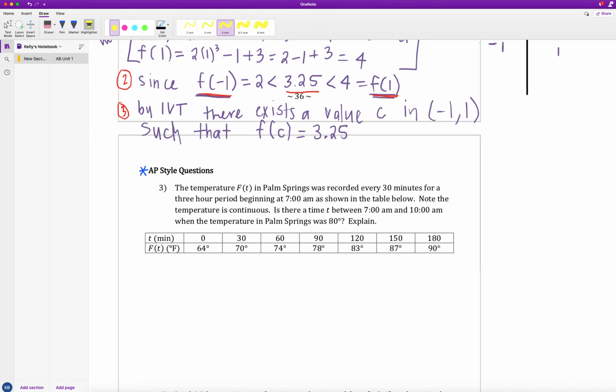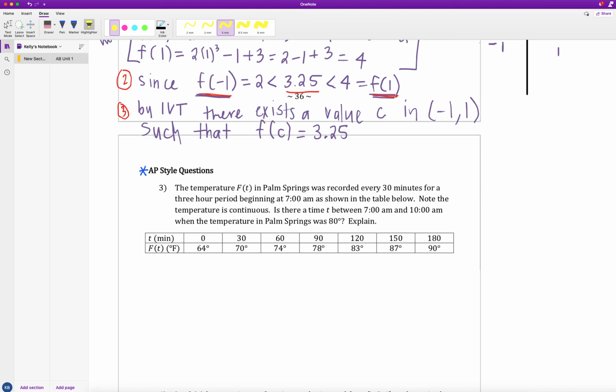So let's read through this first example. It says the temperature f of t in Palm Springs was recorded every 30 minutes for a 3-hour period beginning at 7 a.m. as shown in the table below. Note that the temperature is continuous. So they're telling us that the function f of t is continuous, although they never define for us what f of t is equal to, and I cannot figure that out. I do know that that function is continuous.